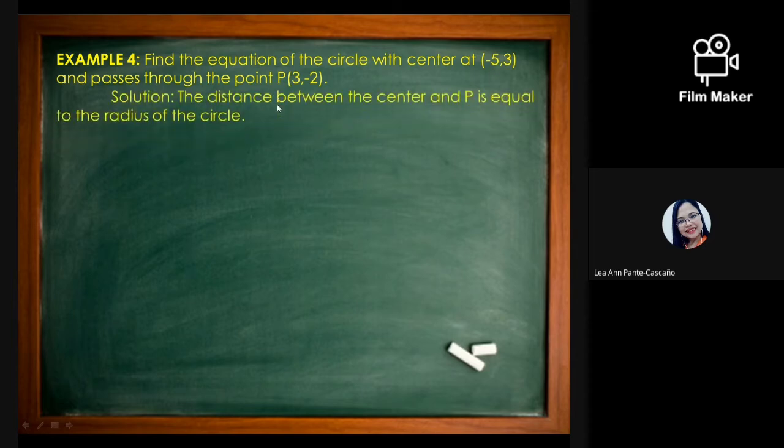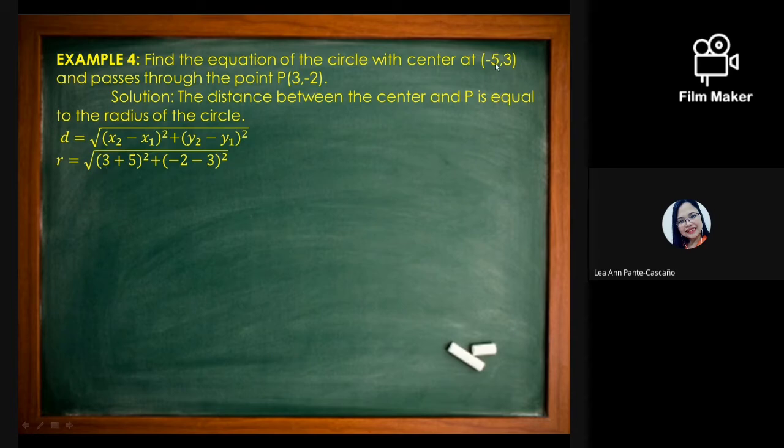So we will use the distance formula. This is the distance formula. Now, I replaced it with r for us to know that it is for the radius. So, let's find first the radius. Let's substitute for x sub 2. Which one is x sub 2? Let's assume this is the first point and this is the second point. So, our x sub 2 is 3.